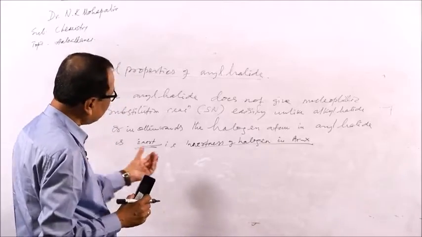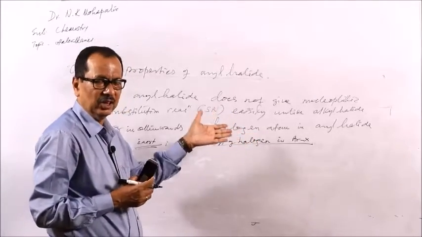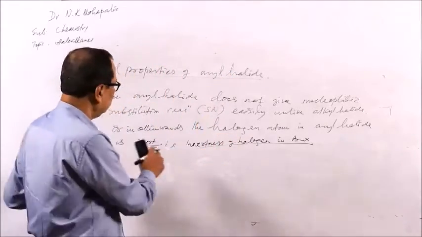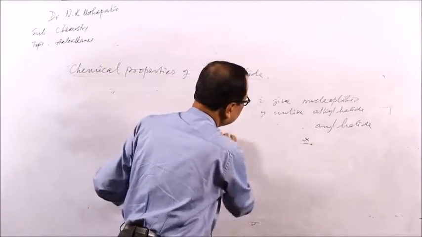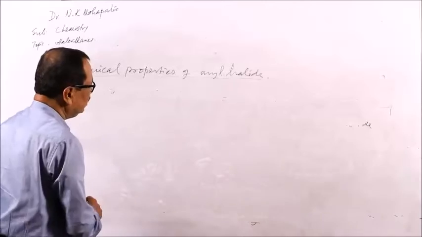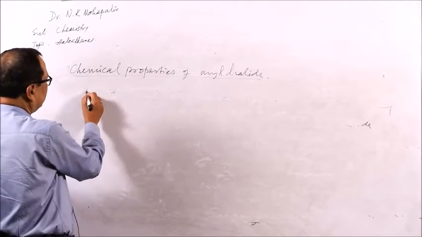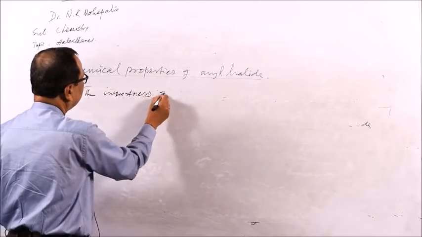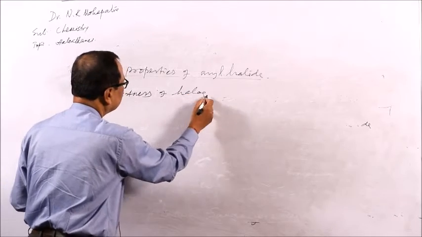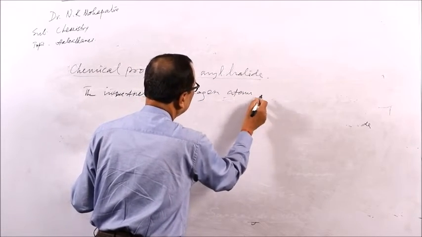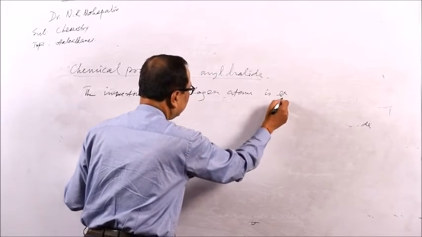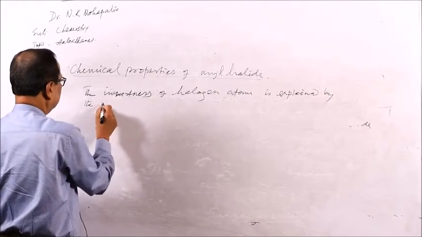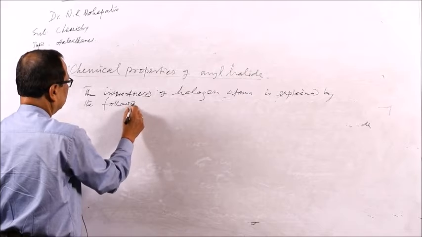Inertness of halogen. Why halogen atoms of the benzene ring are not replaced easily, unlike halogen atoms in alkyl halides, is due to the following reasons. In alkyl halides, the halogen atoms are easily replaced. The inertness of the halogen atom is explained by the following reasons.